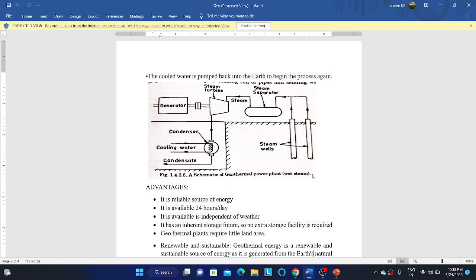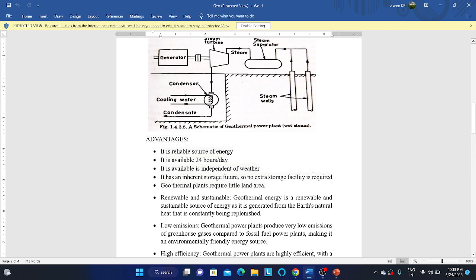You see, the water is drawn from deep underground with high pressure. With high pressure, when it is drawn, the water is converted into steam when it reaches the surface. After that, the steam spins the turbine, and the turbine rotates the generator, which results in the production of electricity. This is the neat sketch of a geothermal power plant. This is also called wet steam.